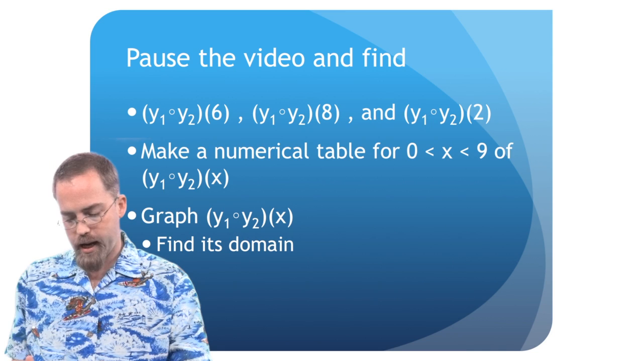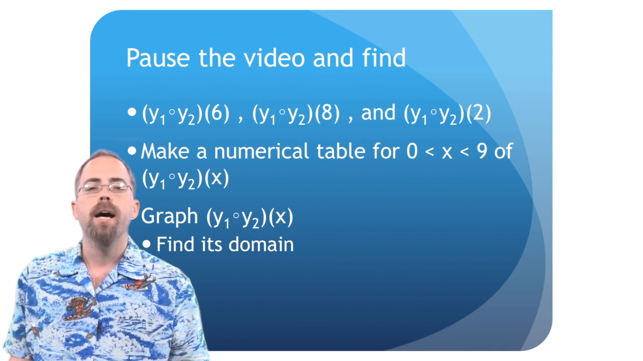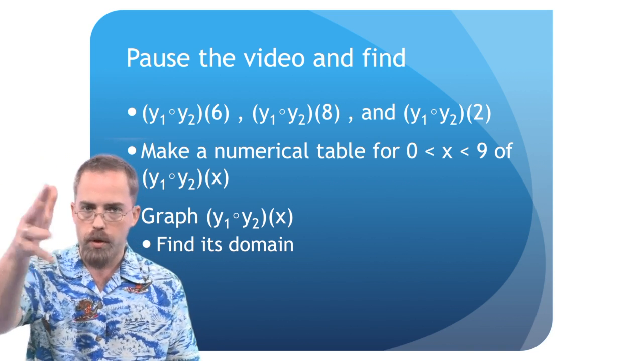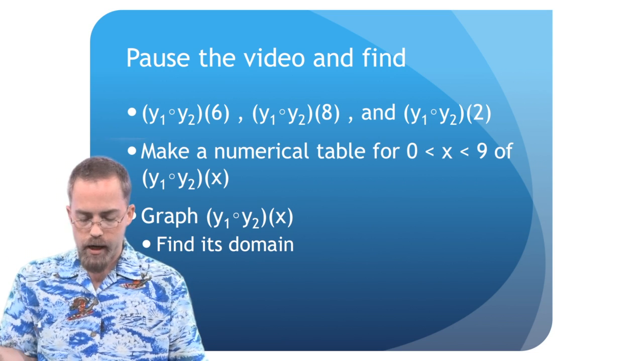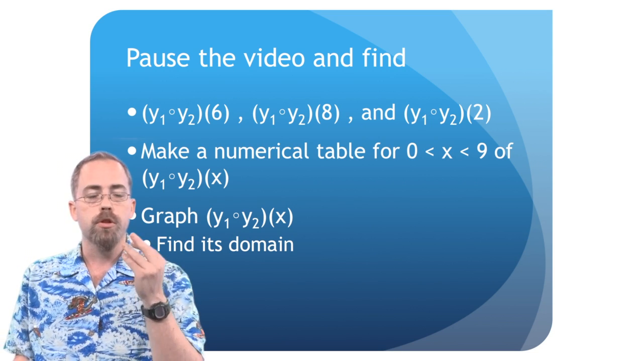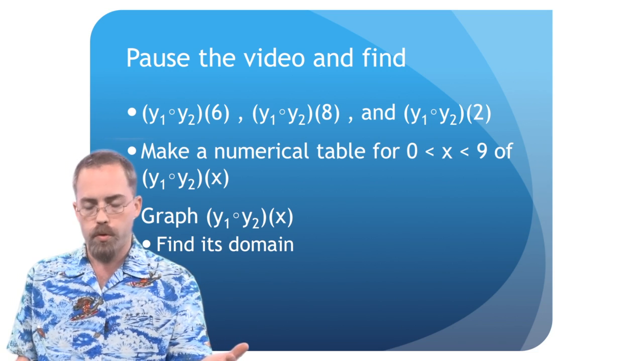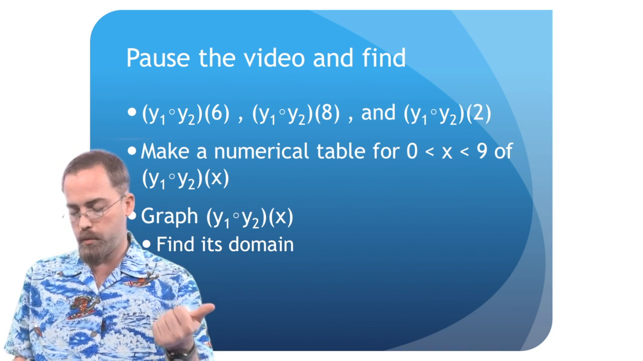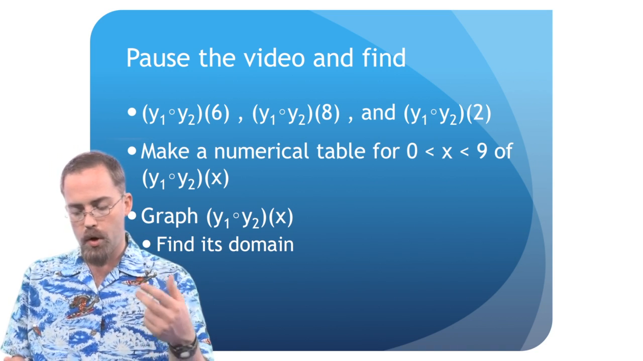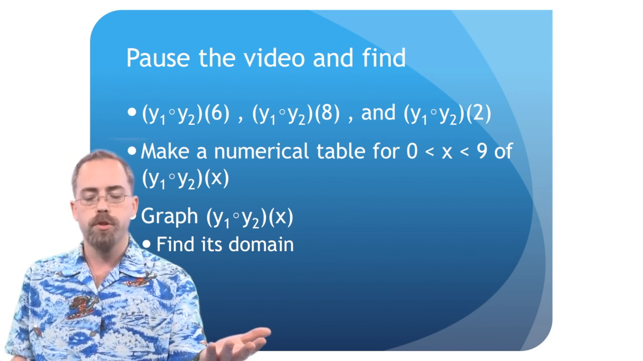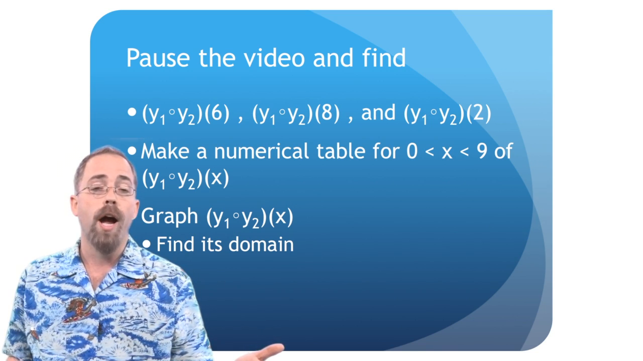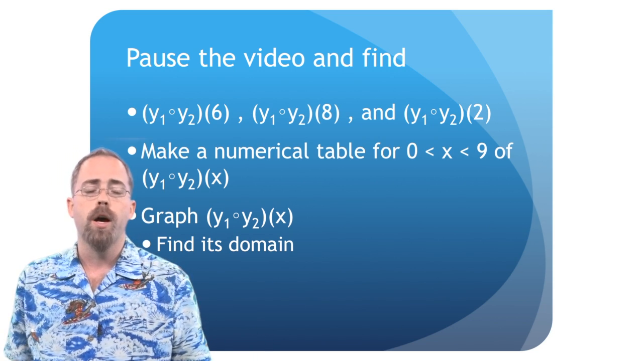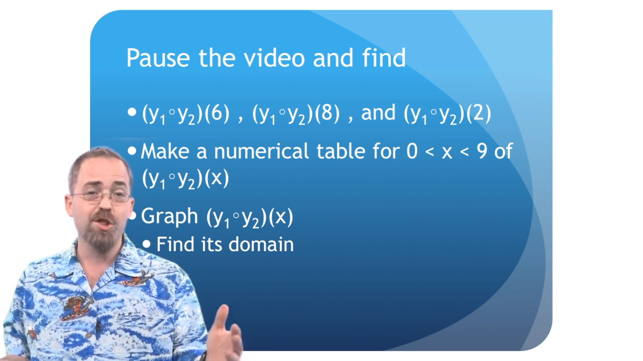Now, pause for a minute and think about how you're going to use this f of x, g of x notation, except it's called Y1 and Y2, in the calculator to calculate these things. You should be able to look at the table and see all the values that are going on there. You should be able to calculate at the cursor, at the prompt, Y1 of Y2 of 6, Y1 of Y2 of 8, Y1 of Y2 of 2, and then graph, and maybe turn off Y1 and Y2 and just use Y3 equals Y1 of Y2 of x. All that should be possible for you.